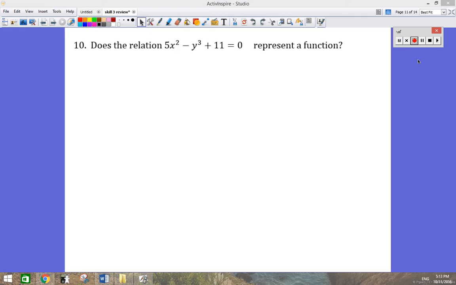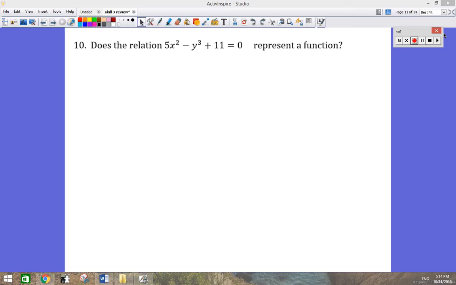We're looking at review problems from Skill Packet 3, Relations and Functions. We have several problems I'm going to do here right in a row. The directions are the same. Does this relation represent a function? And maybe it should really say represent y as a function of x, because that's how we've defined it to be.